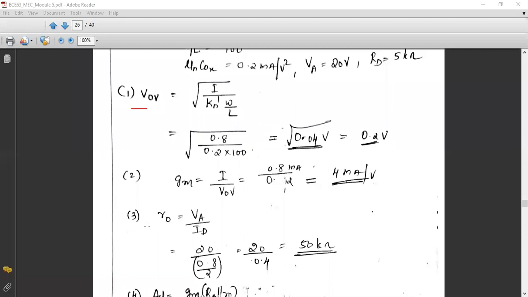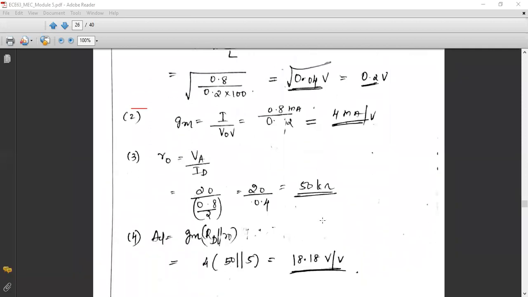So if you got GM, now you can go for small r0, that is VA by ID. VA is 20 volt. ID is again 0.4. It is not I. Remember, it is ID. We are going with r0 of a single transistor, so you need to take the individual current. Overall current is 0.8, so individual current is 0.8 by 2. So 20 by 0.4 is 50.